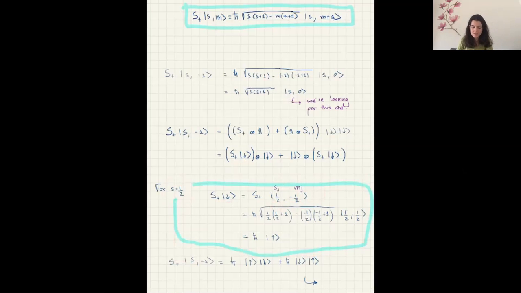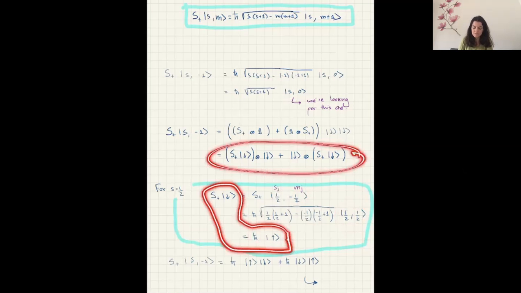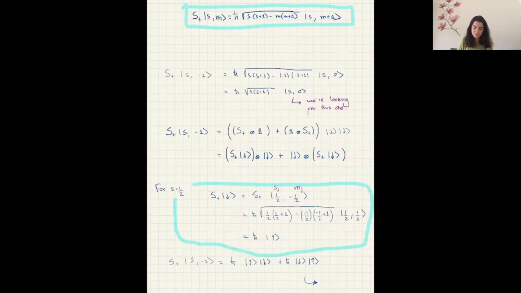And when we apply it, we get this factor again. So here I just replaced the SJ with 1/2 and the MJ with -1/2. And they turn out to kind of cancel out to 1. And then in the result, we get this state, but this state we defined as being up. So we have H bar up. Okay. So now we just take this result and we apply it here. And what we get, well, we get H bar up, down, plus H bar down, up.